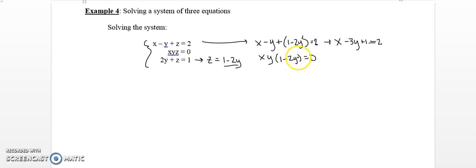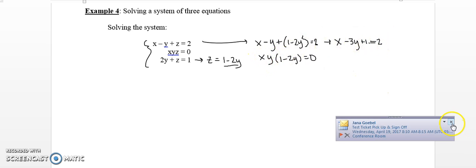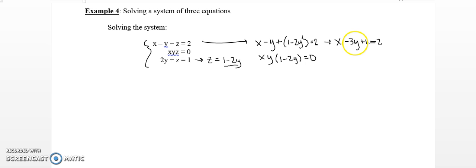All right, so our second step, I'm going to solve this one for x. Whatever I get, I'm going to plug it into this one for x. So if I solve this one for x, I get x is 3y plus 1, because when I add 3y to both sides, I get 3y, and when I subtract 1, I get 1. All right, so I'm going to replace this x with this.